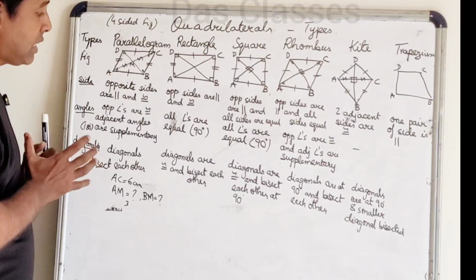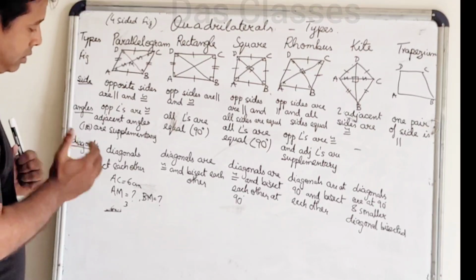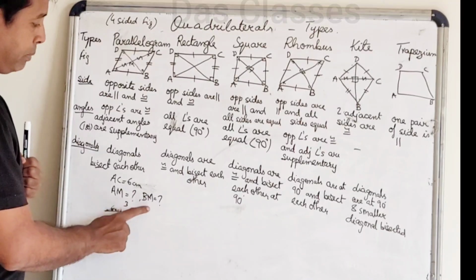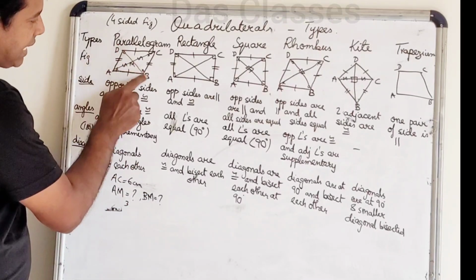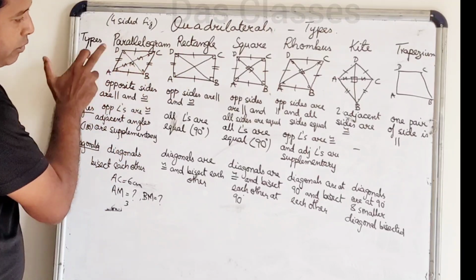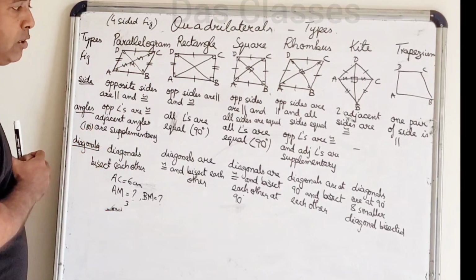Students, as their concepts are not clear, they just blindly write anything. Again, I'll repeat, BM is a part of the diagonal BD. As I gave you the value of AC and I did not give you the value of BD, you can't tell what is the value of BM.